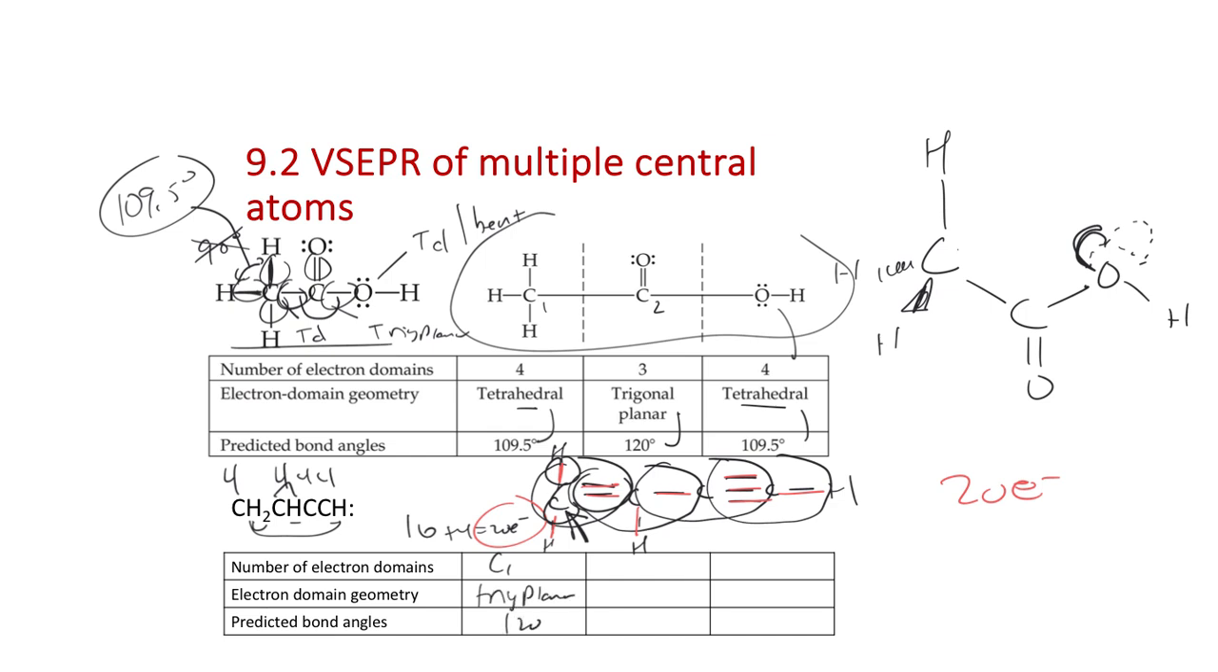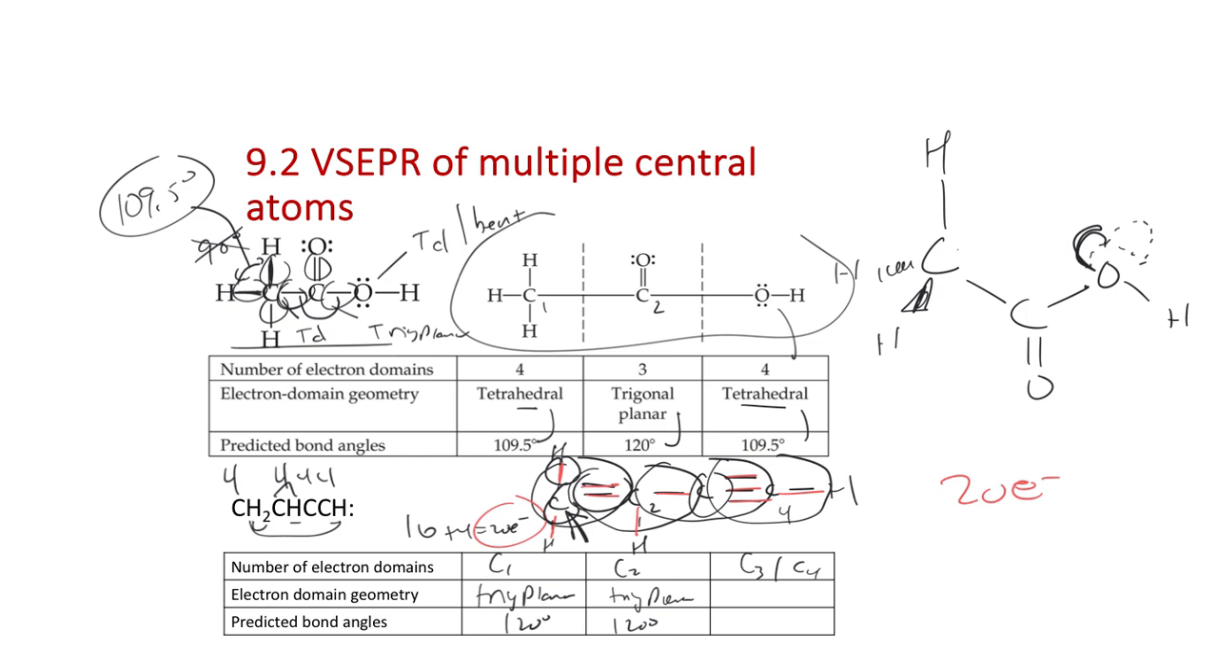And the bond angles are about 120 degrees. The next carbon here, call that C2, is also trigonal planar. The bond angles are again 120 degrees. The next carbon here, in fact, the next two, call them C3 and C4.